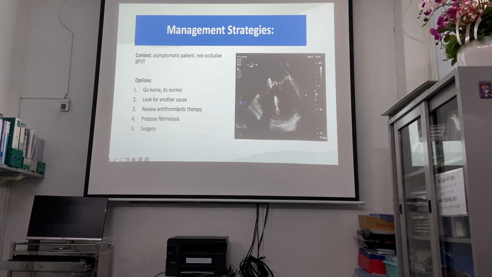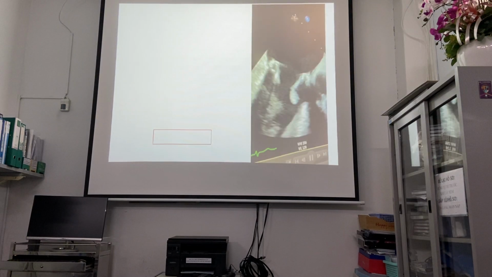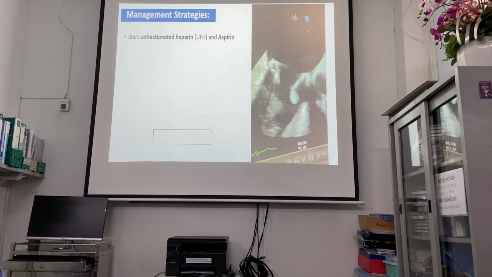So these are the options: to give some treatment, to reoperate the patient. I was not involved at that time. So they put the patient on anticoagulation and aspirin, and they also give antibiotics. But the patient has no symptoms.